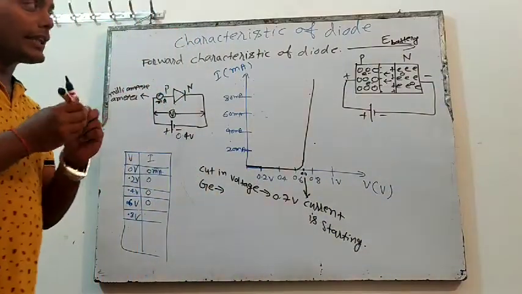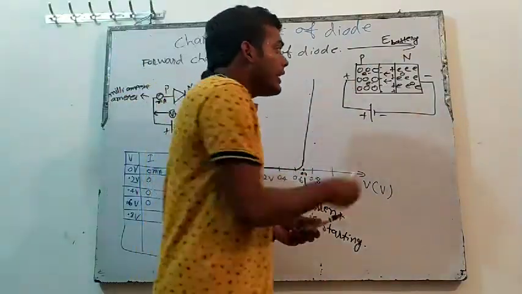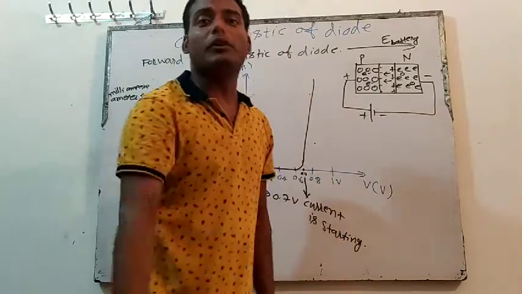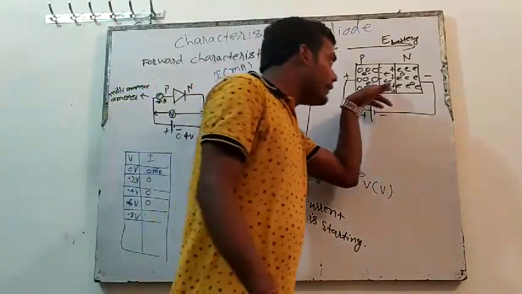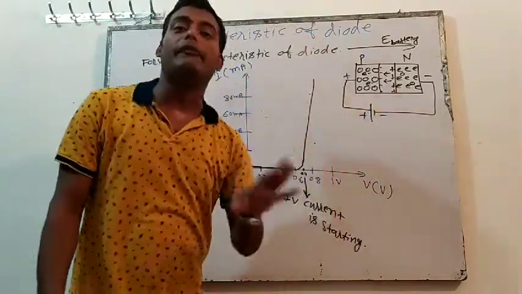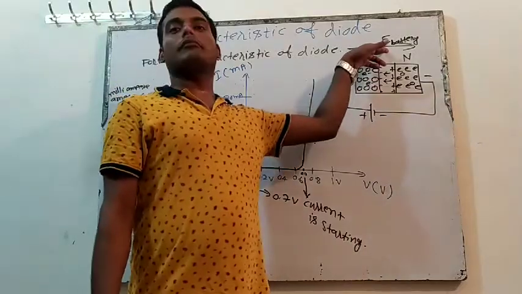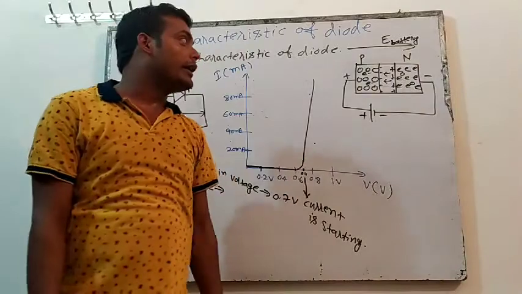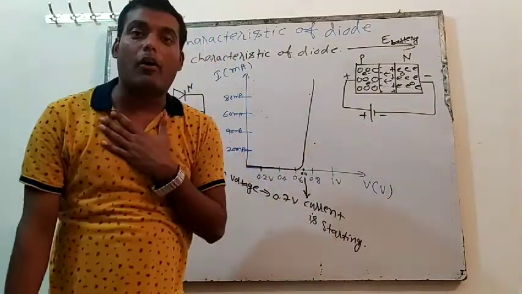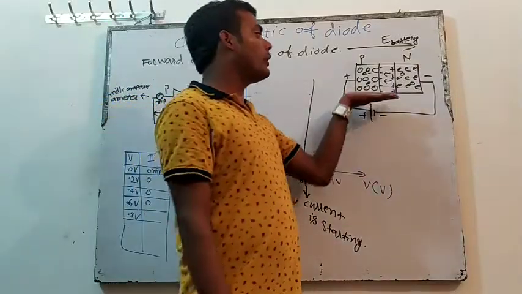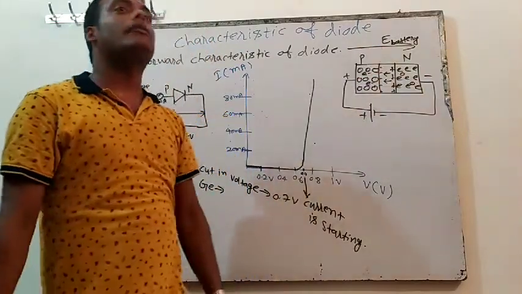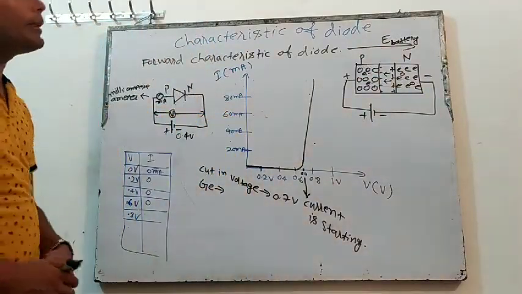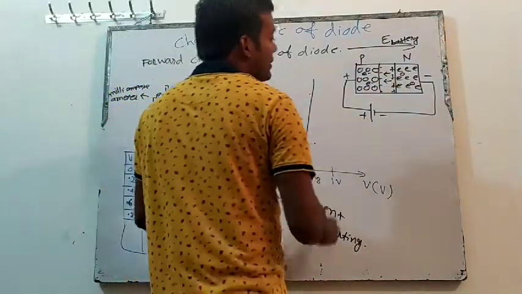Who is creating this electric field? Electric field due to the battery. Who is creating this one? Electric field due to the depletion region. Actually, the depletion region electric field is very weak in comparison to the electric field due to the battery. So the electric field due to the battery is my choice. If I increase the voltage, then the electric field due to the battery will also increase.